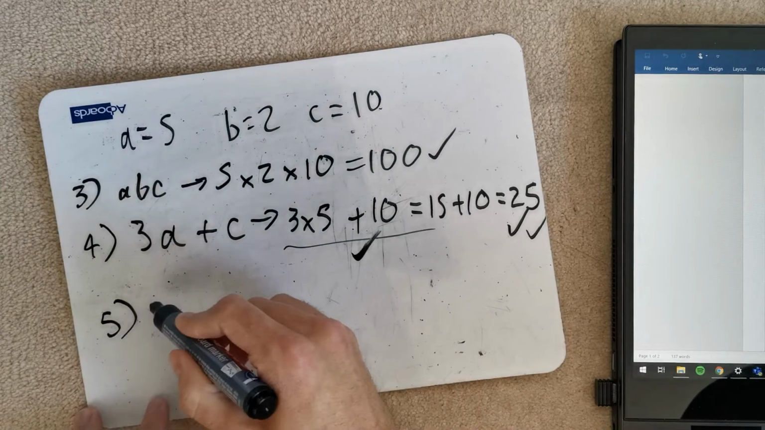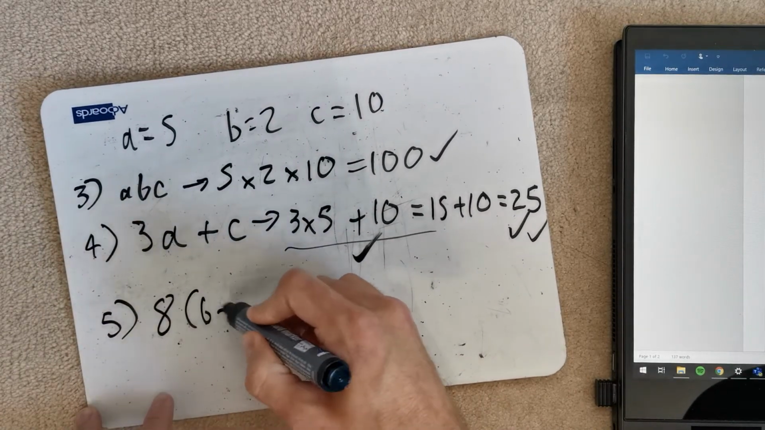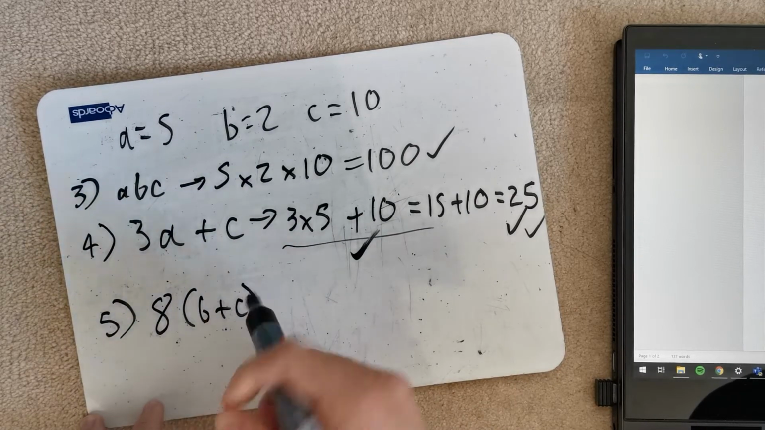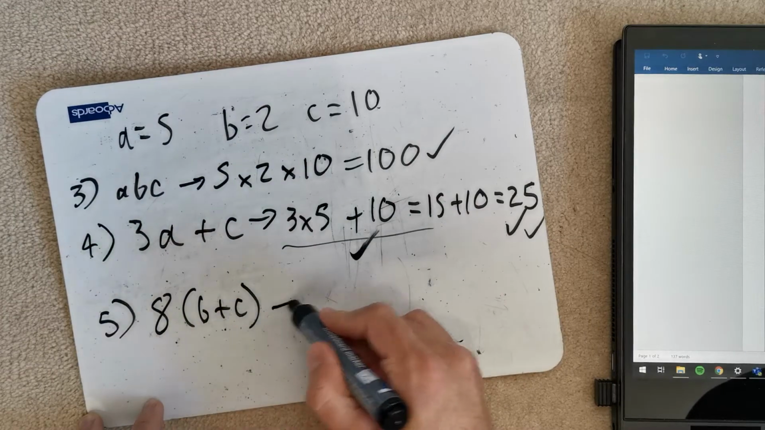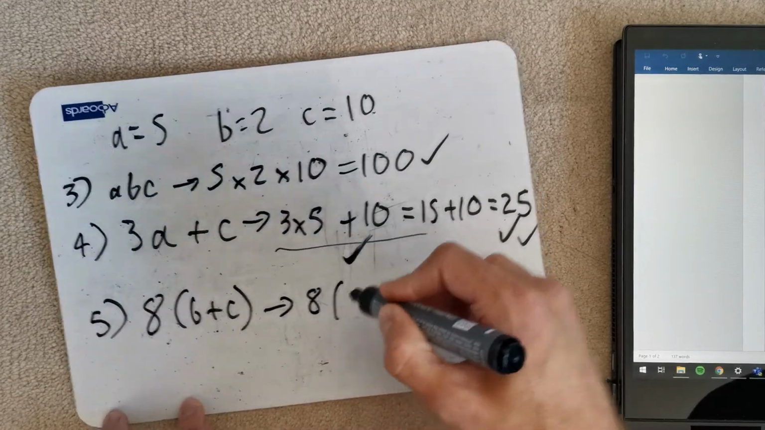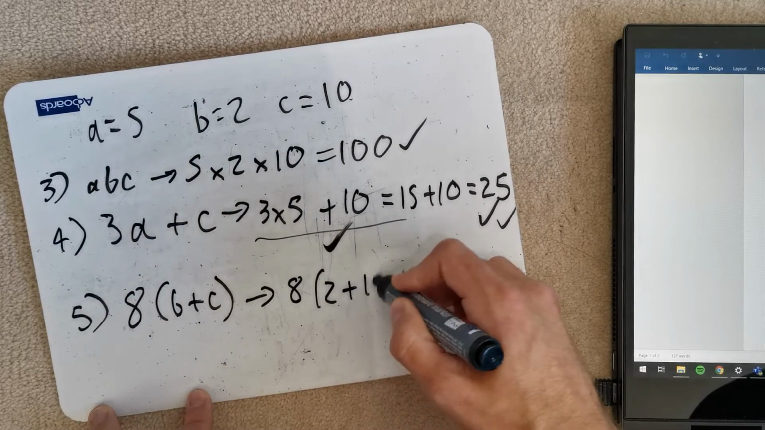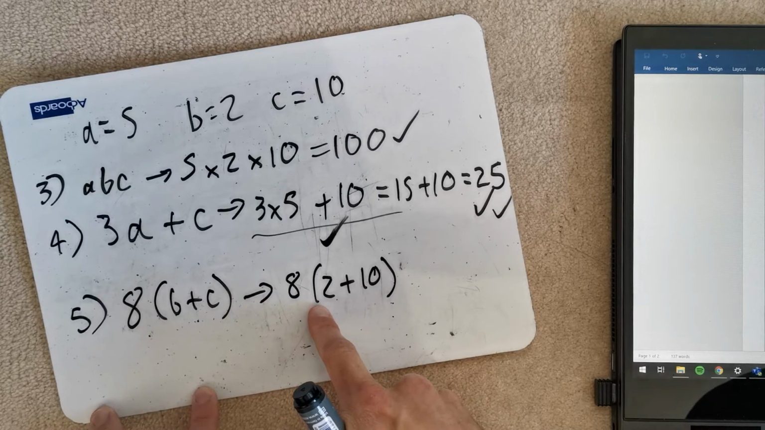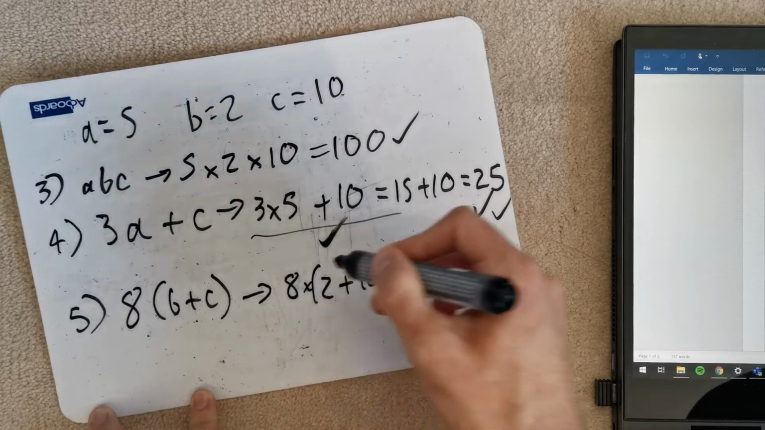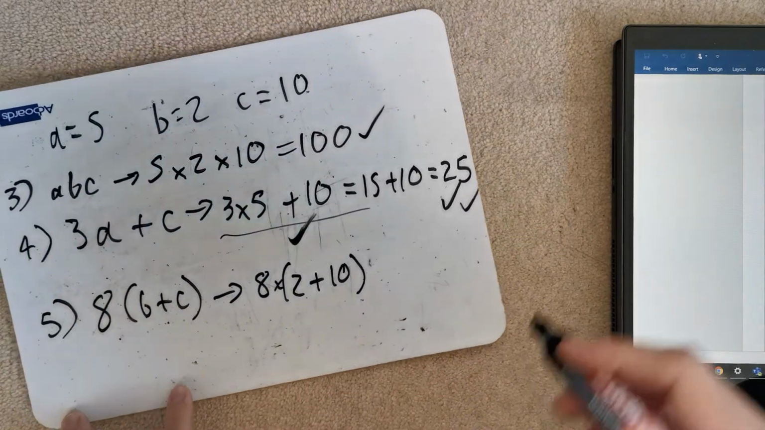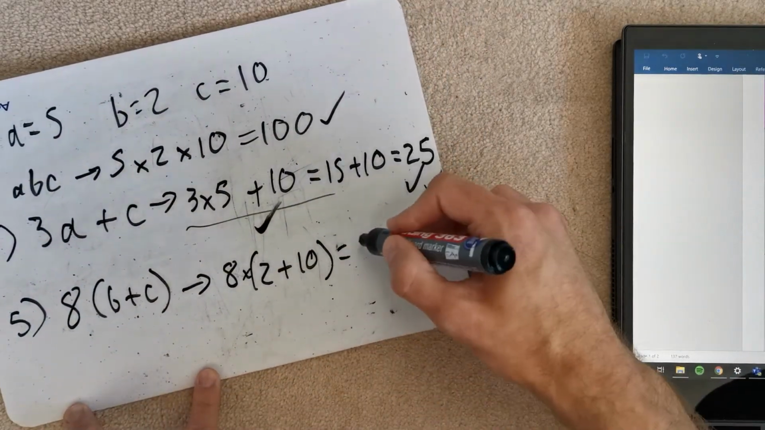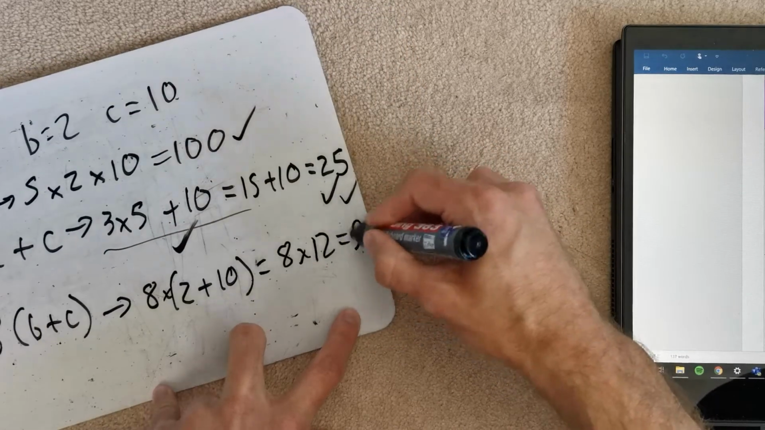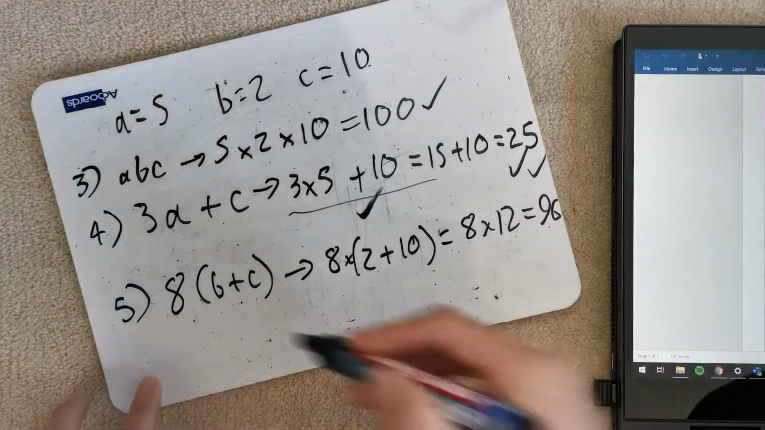Question 5. Work out 8 bracket B plus C. That is a B, not a 6. So again, we've got to follow BIDMAS. We've got to do whatever's in the brackets first, but let's put everything in: 8 bracket 2 plus 10. Now, there's an 8 next to the bracket. Again, when there's nothing there, it's still a multiply. Let's do whatever's in the brackets now. 2 plus 10 is 12, so we're doing 8 times 12, which is of course 96. Try not to write on my carpet.